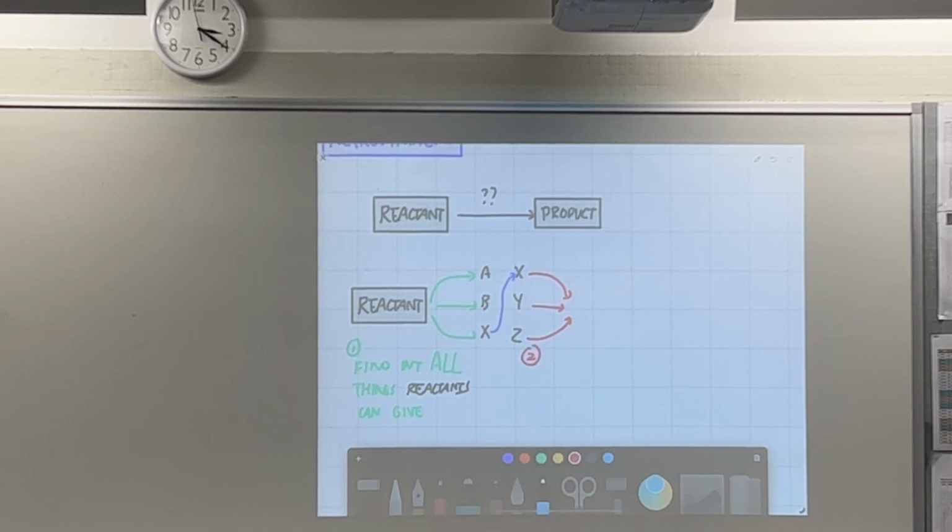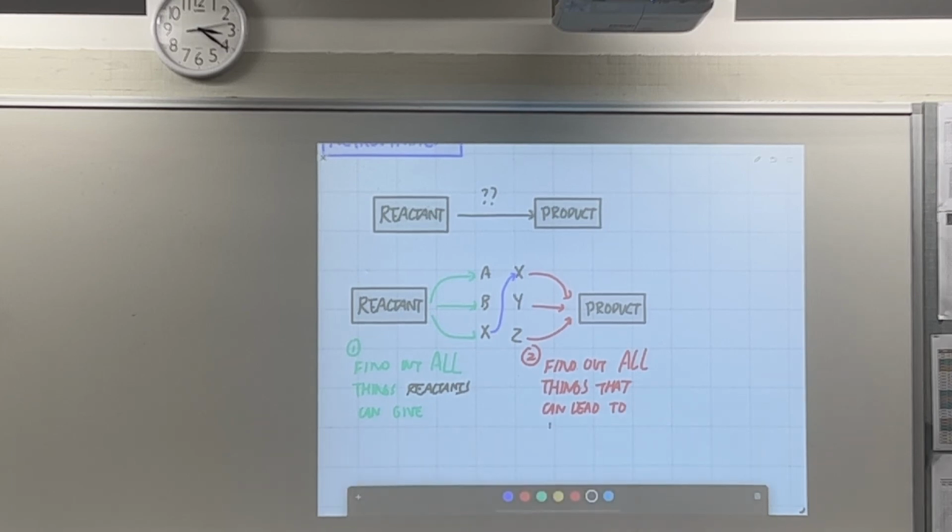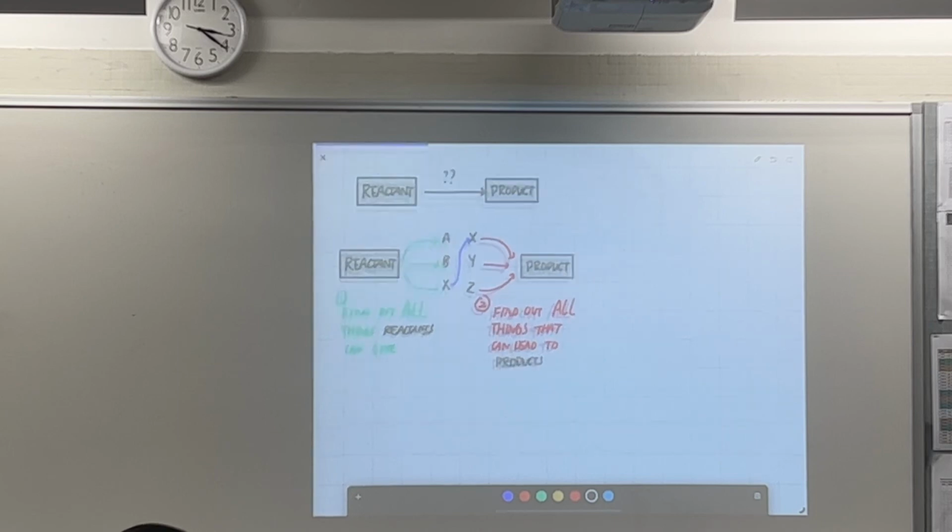So can you put down the second point? We want to find out everything that can form the product. So find out all things that can lead to the product. Maybe I will use this as an example, and then we will do another one. You will do another one yourself.